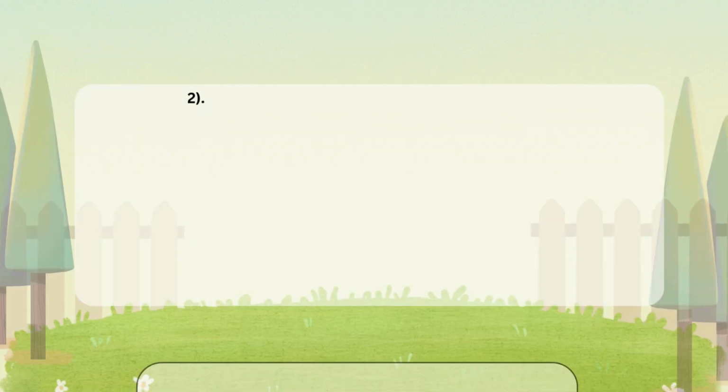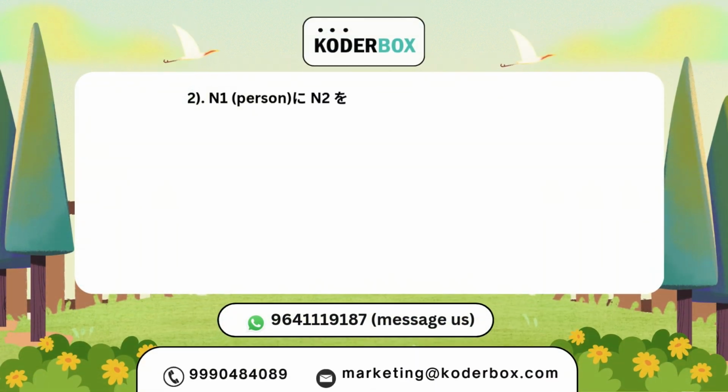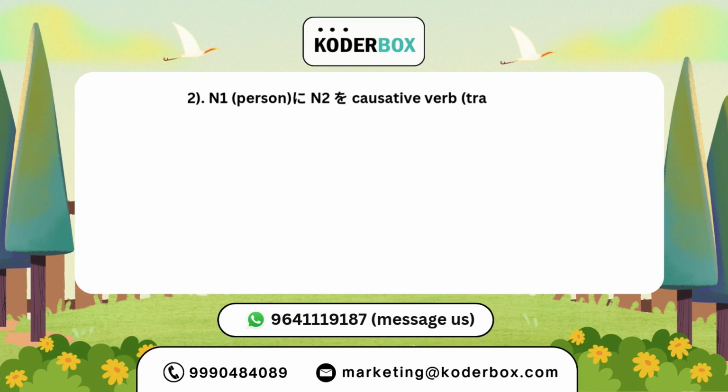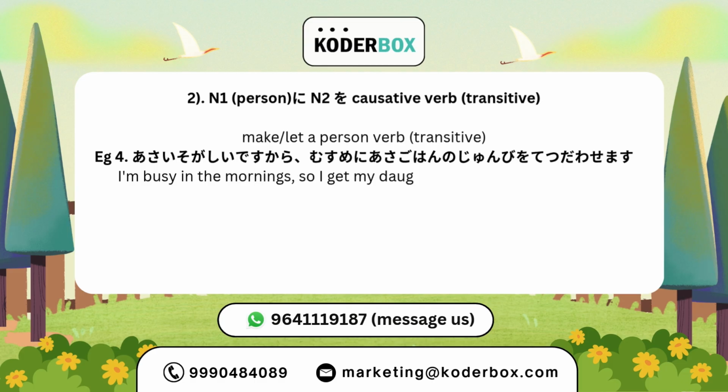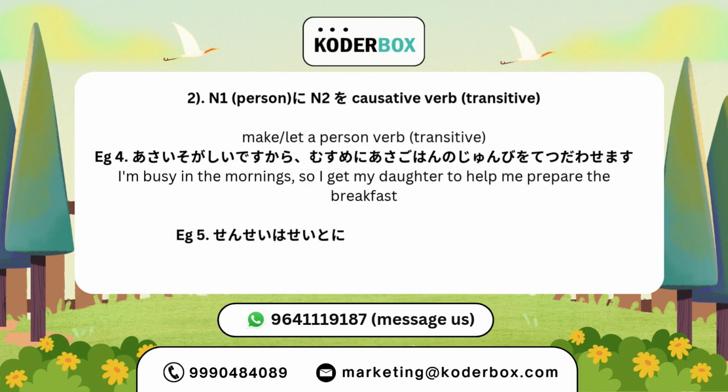Second point: noun 1 person ni, noun 2 o, causative verb transitive. Make or let person verb transitive. Example 4: Asa wa isogashii desu kara, musume ni asagohan no junbi o tetsudawasemasu. I am busy in the morning, so I get my daughter to help me prepare breakfast.